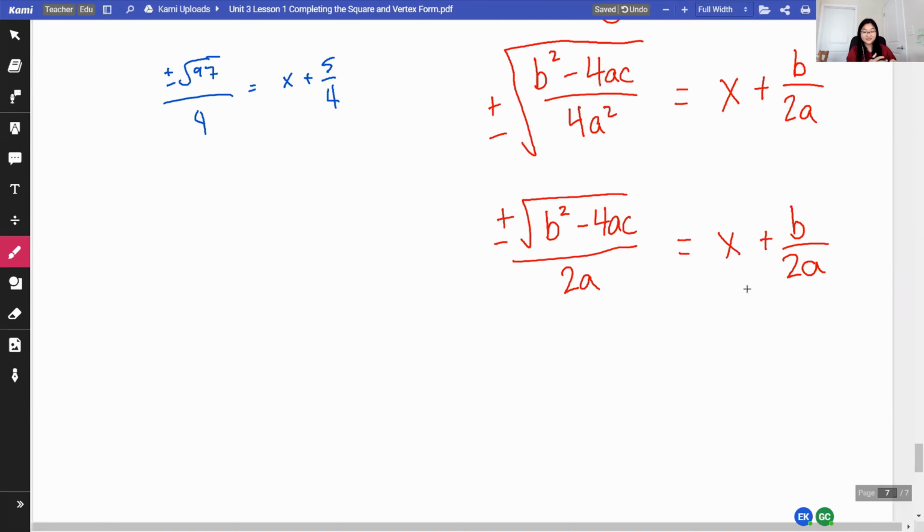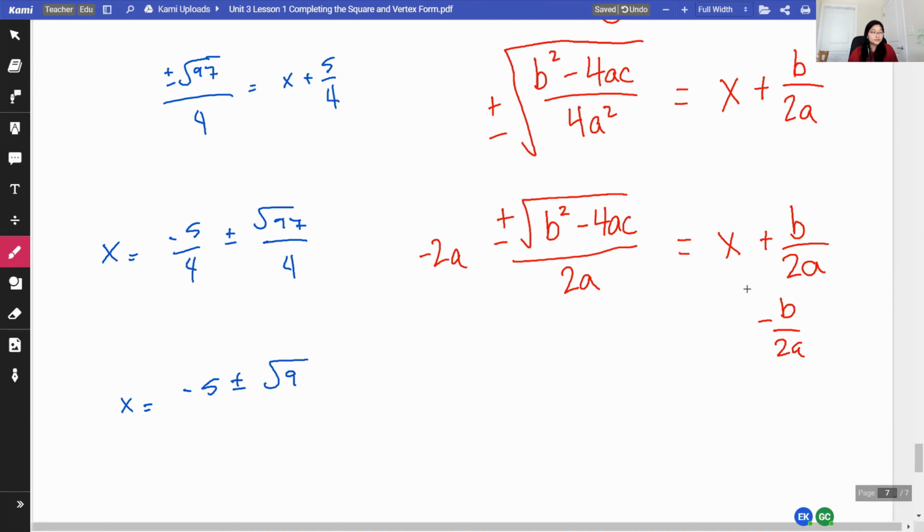All right. Let's subtract these things and get that x. X is equal to, for me, negative 5/4 plus or minus root 97 over 4. And I'm going to go ahead and combine those in my final line. Negative 5 plus or minus the square root of 97 over 4.